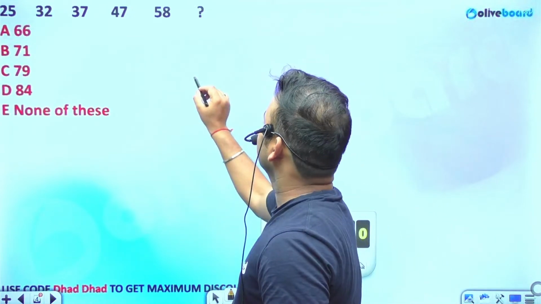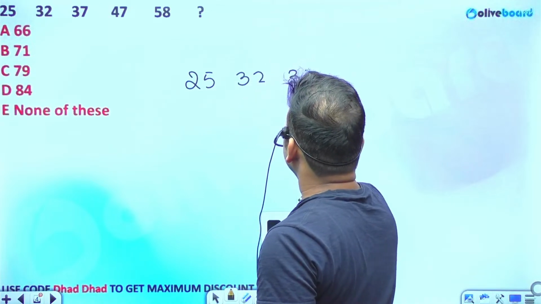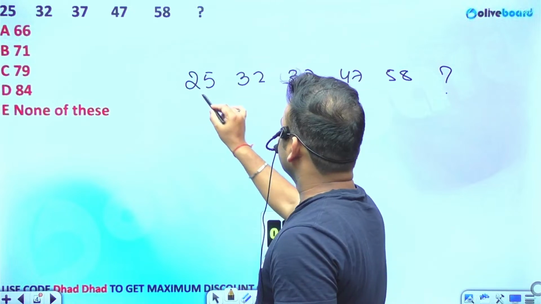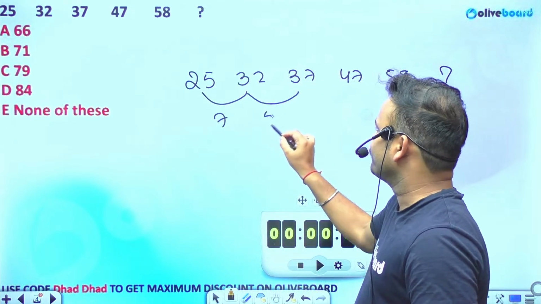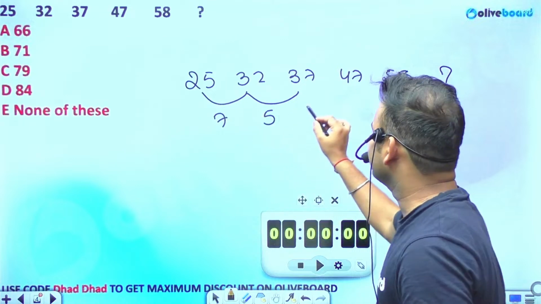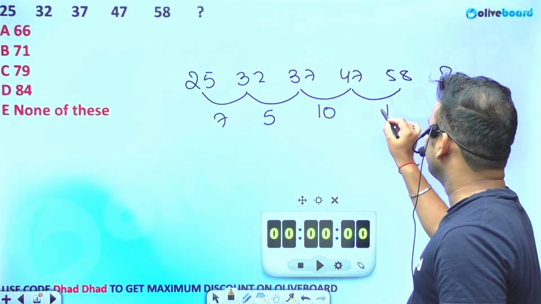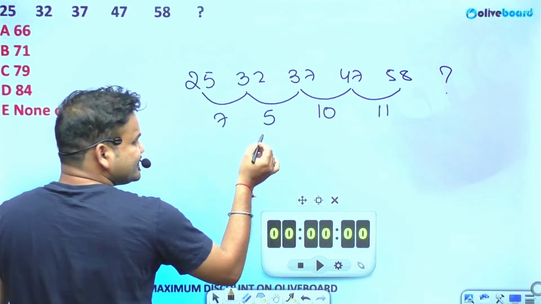Let's go for this. So this is 25, 32, 37, 47, 58, and we have a missing term, right? So what about the increments? The increment is of 7. What about this? The increment is of 5. Fine. So this is increasing and then decreasing. What about this increment of 10? And what about this? The increment of 11, isn't it? So this is decreasing and then increasing.